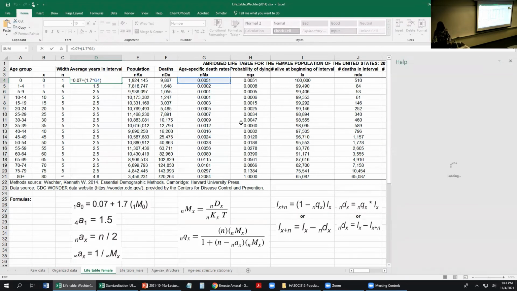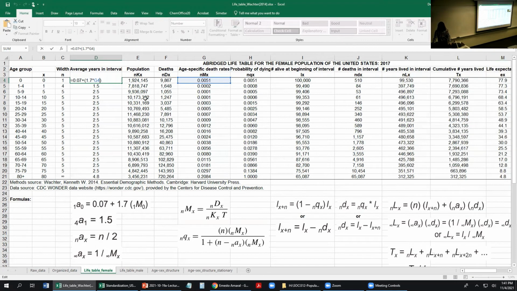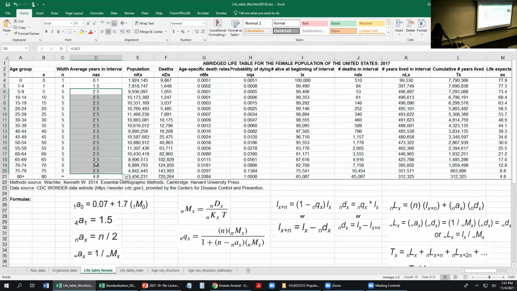The 0.07 will vary from one life table to the other because it is based on observed data, the infant mortality rate. The 1.5 is an assumption that we have, based on historical empirical data from 1 to 4: instead of an average of 2 years, on average it's going to be 1.5, closer to 1. And this is pretty much a constant. For the other age groups, it's pretty much the width divided by 2.